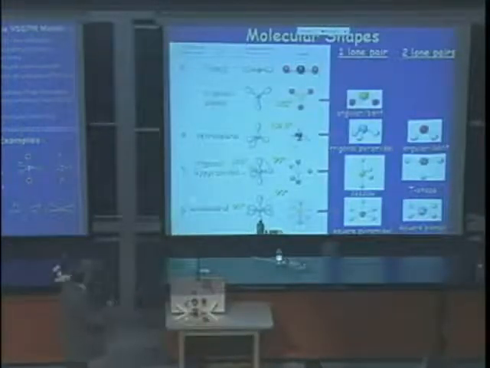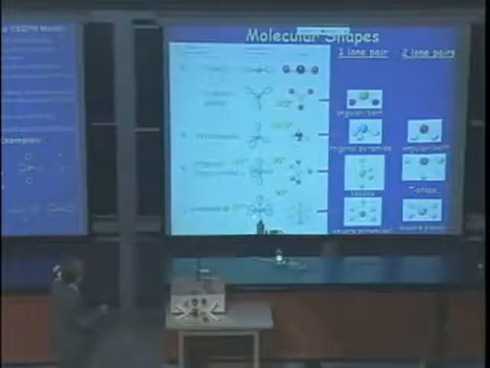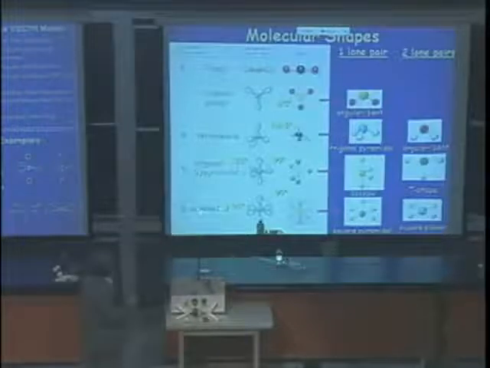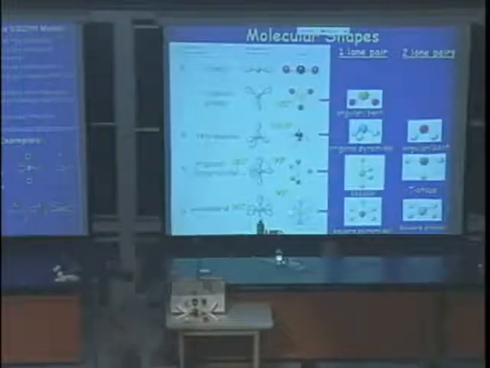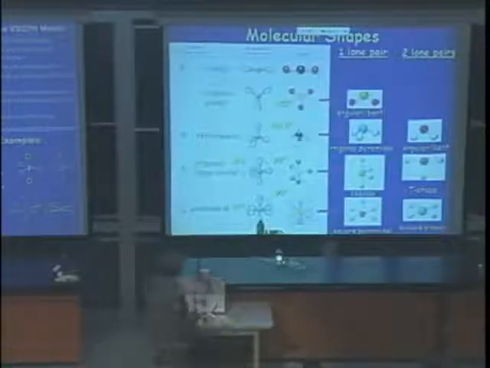The other thing is if you have steric number 6, that means you have 1, 2, 3, 4, 5, 6 bonds around the central atom. So you have an octahedral coordination. You can put an octahedron around it. You know that the angles are 90 degrees in this case.